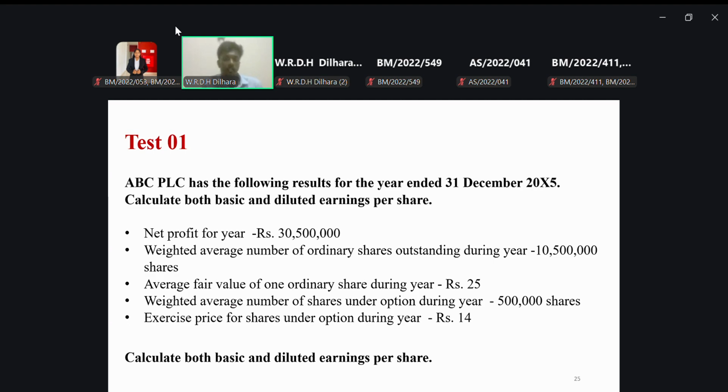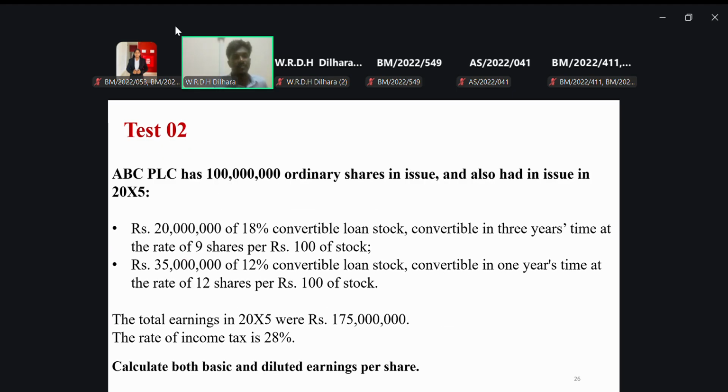So you have to think whether the ordinary shares during the year are required or not. It's up to you. Also the weighted average number of shares under the options during the year, you have to think about that, and whether you need the exercise price or not. You have to calculate the answers for these three tests as well.